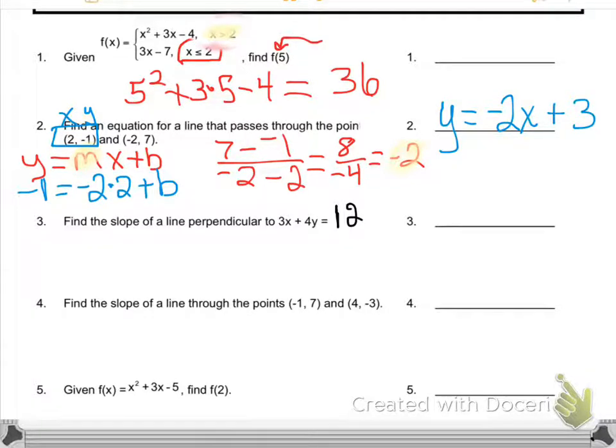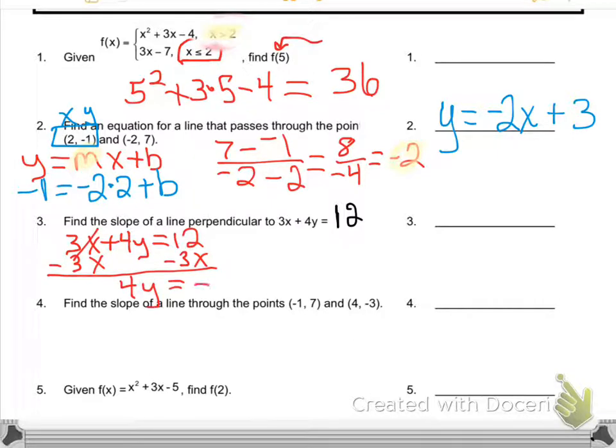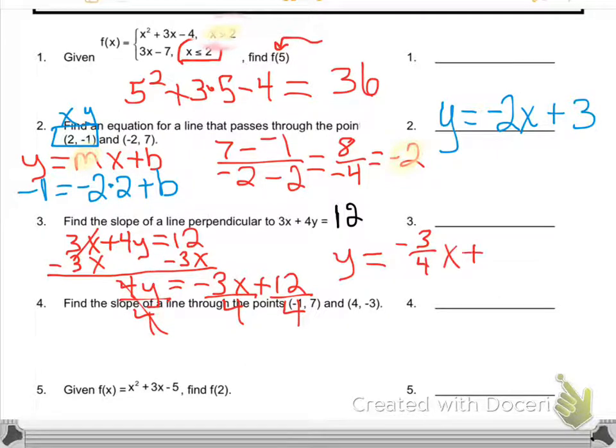Find the slope of a line perpendicular to 3x plus 4y equals 12. First, we have to get it in y equals mx plus b form to find the slope of the current line. And I do that by isolating y. So first I subtract 3x from each side. You're left with 4y equals negative 3x plus 12. I'm going to divide through by 4, and you're left with y equals negative 3/4 x plus 12 over 4 is 3.